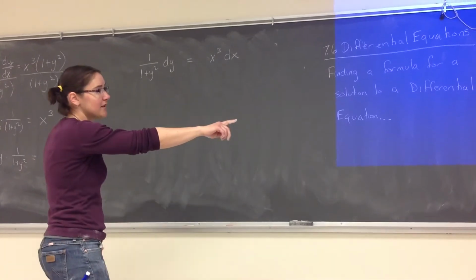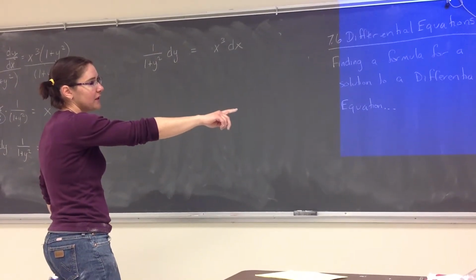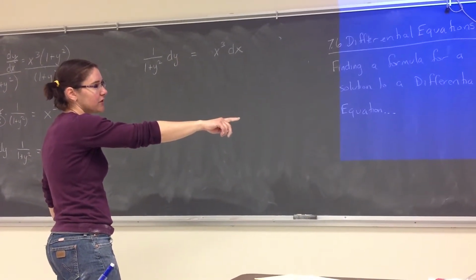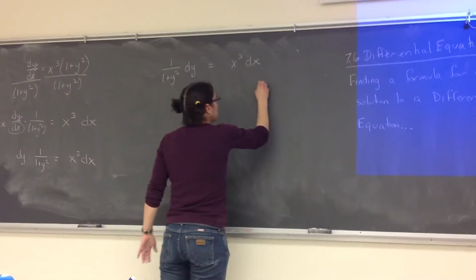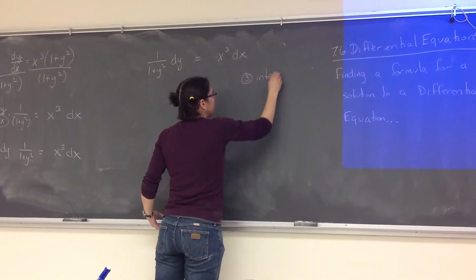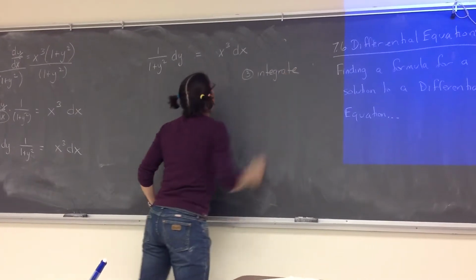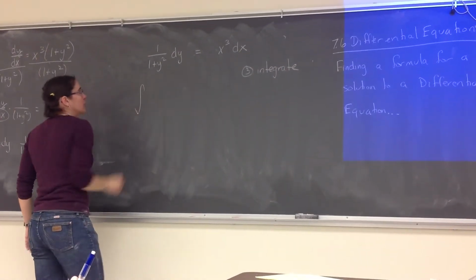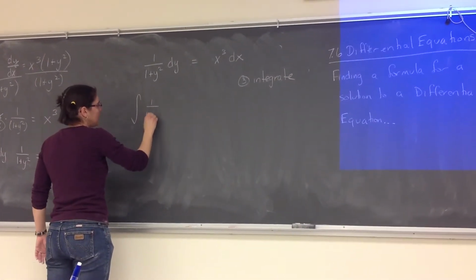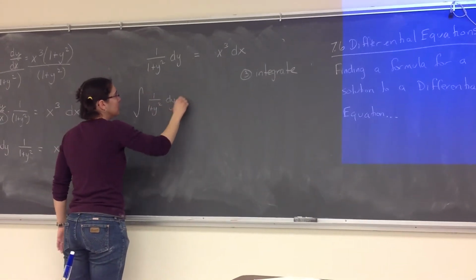So step 1 is to get everything with y's on the left-hand side. Step 2 is to get everything with x's on the right-hand side. And step 3 is to integrate. So here we go. We'll just throw an integral sign. If I do it to one side, I've got to do it to the other side.